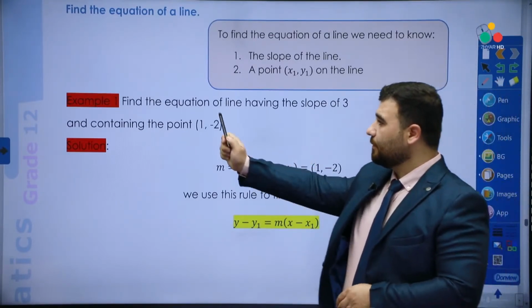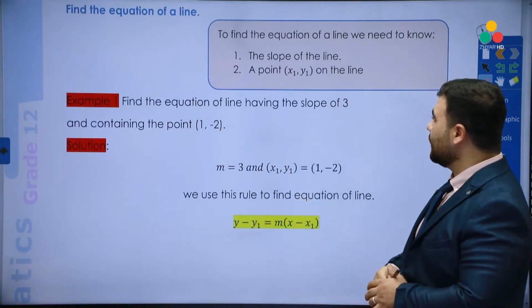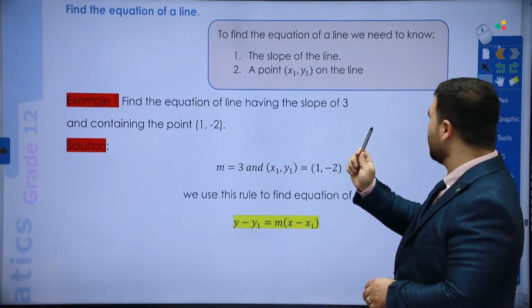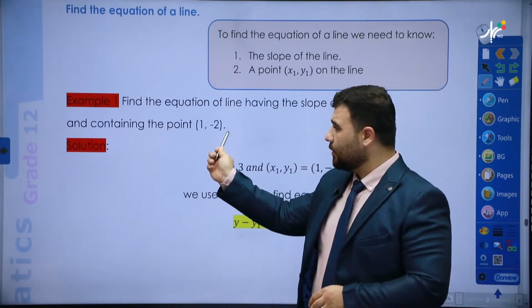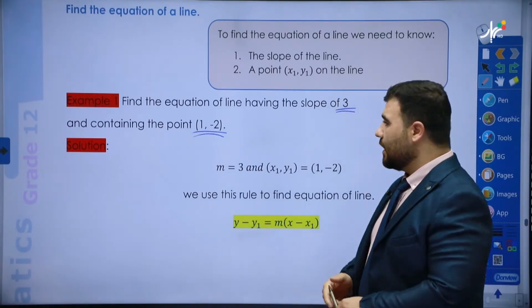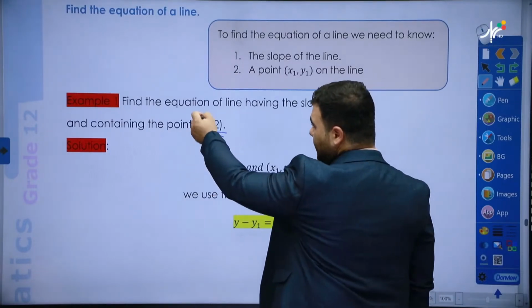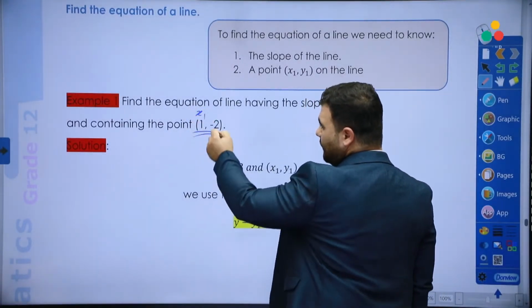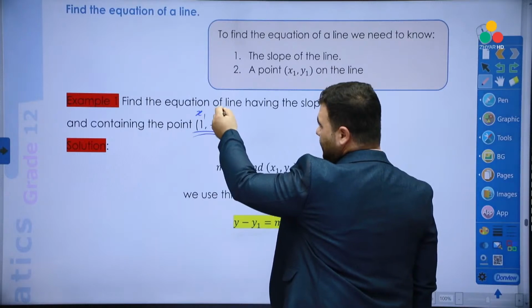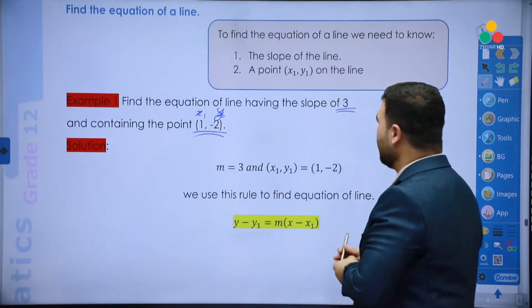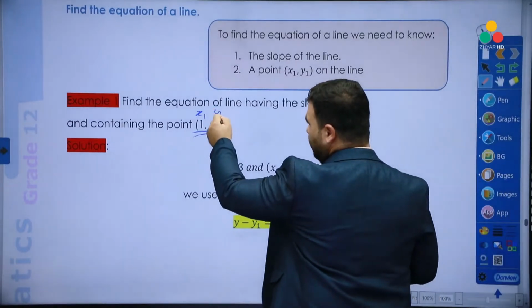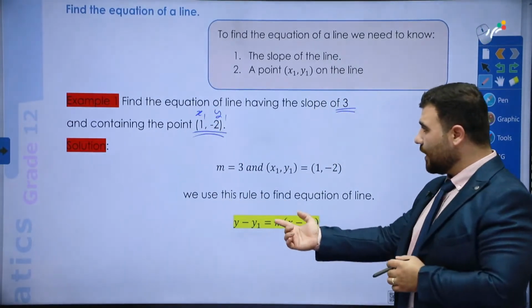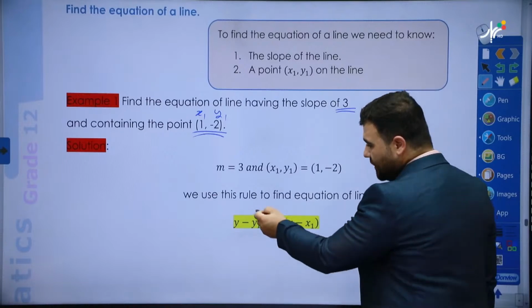Look at this example. Find the equation of line having the slope 3. So this is the first thing we need. And a point. That's the second thing. In the point, the first entry is x, so we call it x1. The second entry is y, that's y1. So we have x1, y1. In the rule y minus y1, this y1 is a number.